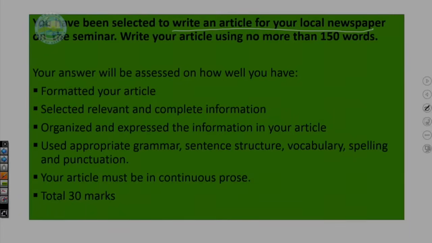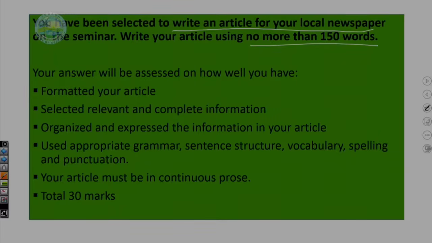And we looked at what newspaper articles should contain. Again, we're looking at factual information. You're writing it based on the seminar, so you're writing as an eyewitness. But all of the information has been presented to you, and your article must be no more than 150 words, which means you do not cross the word limit. It can be a little bit below, not too far below, but don't exceed.